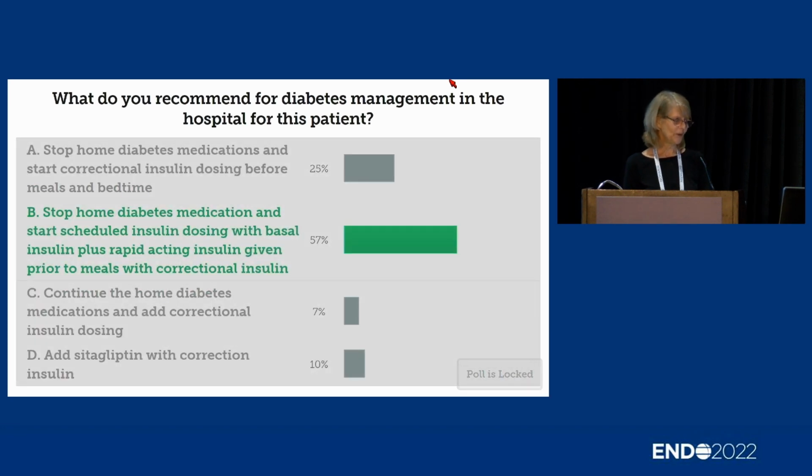So the majority of you are choosing stopping her home diabetes medications and starting her on basal bolus insulin, which could be basal insulin with a correctional insulin protocol, depending on how much she's eating. The other choice, stopping her home diabetes medications and starting correctional insulin: she already has a blood glucose of greater than 180, which is what we identified as the threshold for hyperglycemia requiring insulin therapy. Choice C would be to continue her home diabetes medications.